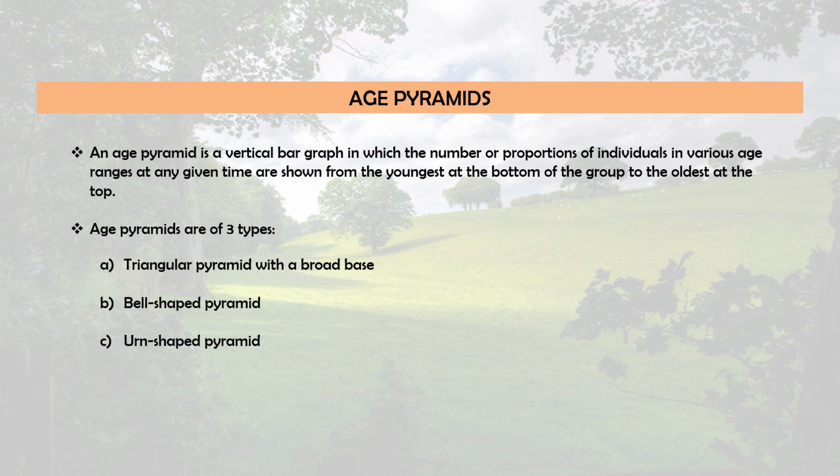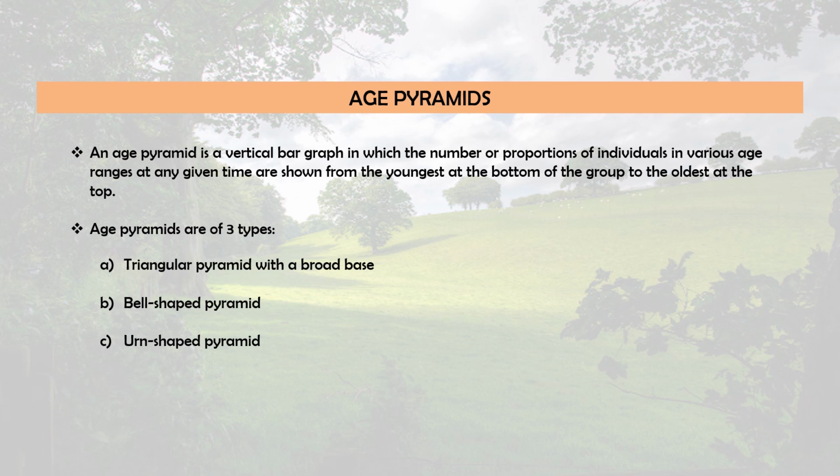And a population having more or less constant proportion of individuals of different ages is said to be a stable age distribution. And the age pyramids actually give us a vertical bar graph in which the number of individuals of various age groups are present at any given period of time, with youngest at the bottom of the group and oldest at the top.